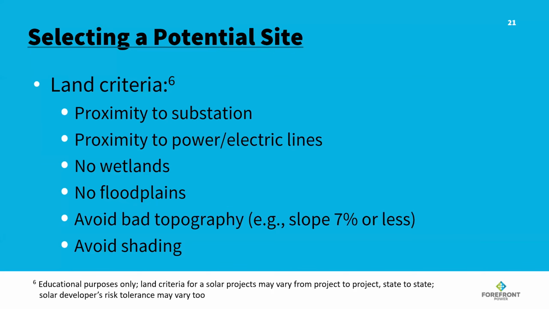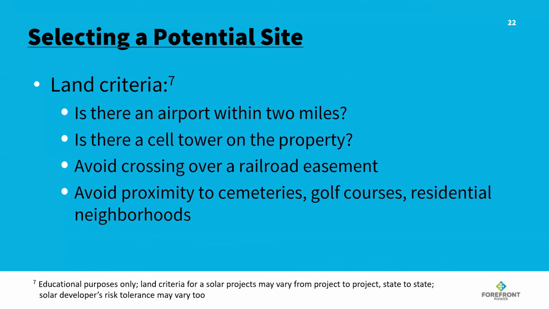All right, quickly recapping this section. As far as land criteria, your proximity to the substation and the electric lines are very important. Avoid wetlands, floodplains, bad topography, and excessive shading from trees. Is there an airport within 2 miles? Are there any cell towers on the property? Avoid crossing over railroad easements if you can.